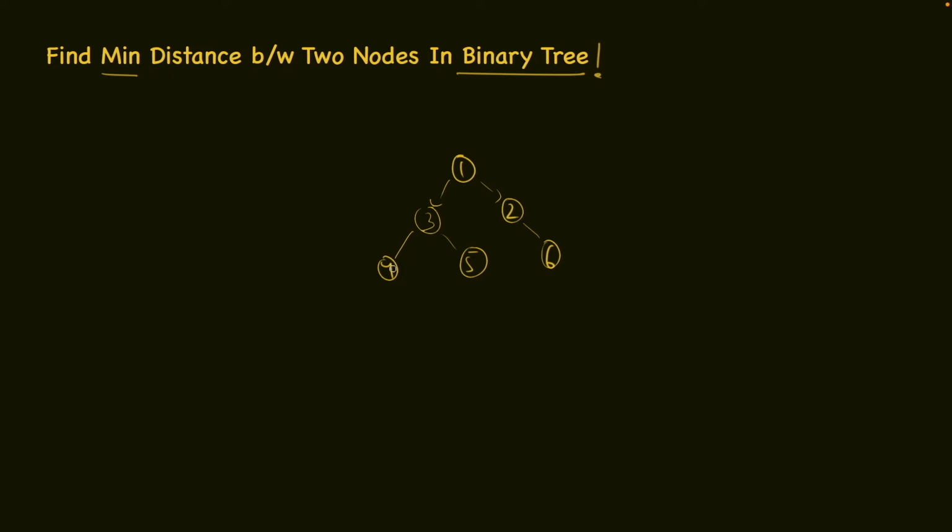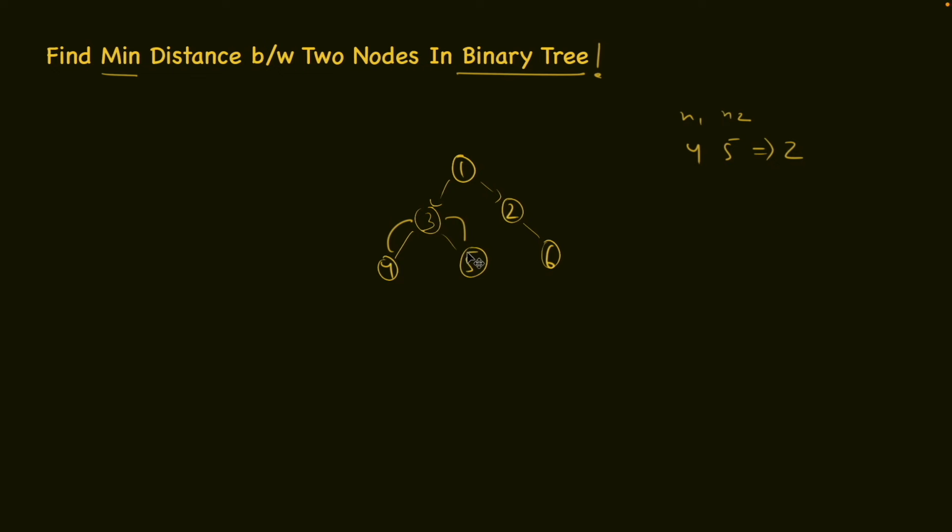The minimum distance between 4 and 5 is 1, 2. The minimum distance between 5 and 2 is 1, 2, 3. So given any two nodes, like maybe I can give you 4 and 5, so this is n1 and this is n2. You have to tell me what the distance between these two nodes is. And the answer would be 2 here because we have 4 and 5. So 1 and then 2, correct?